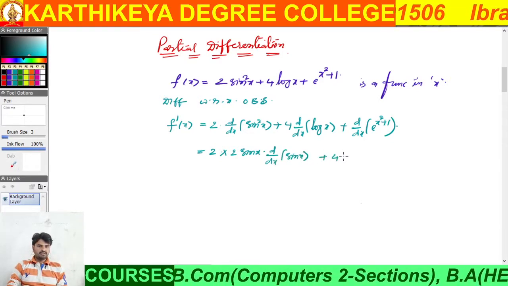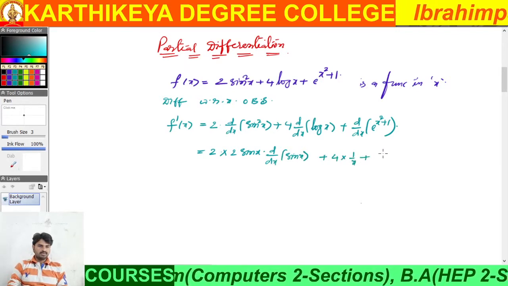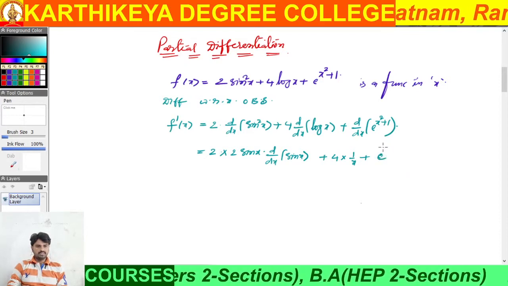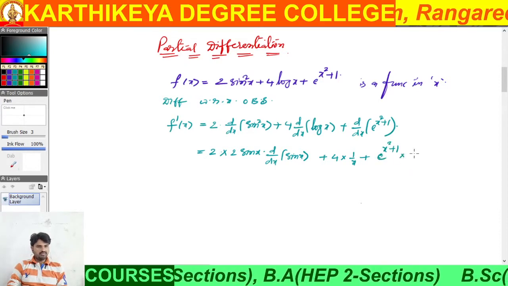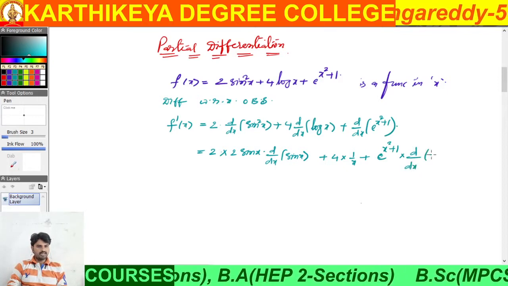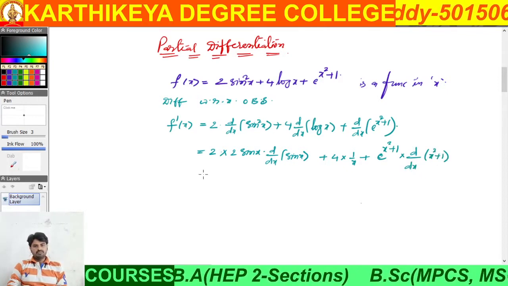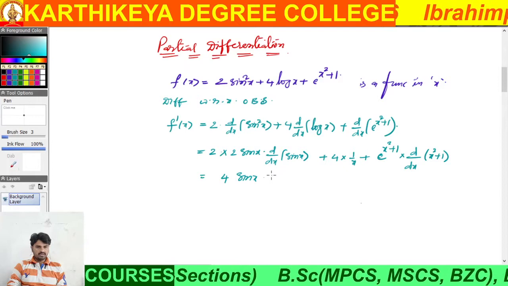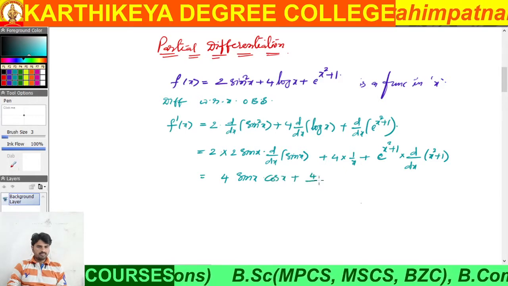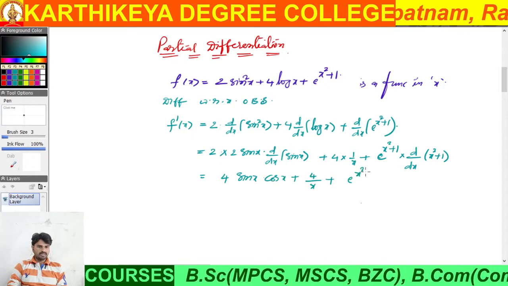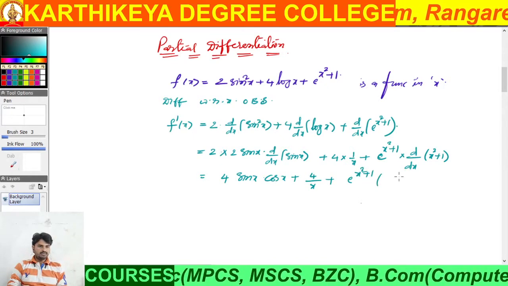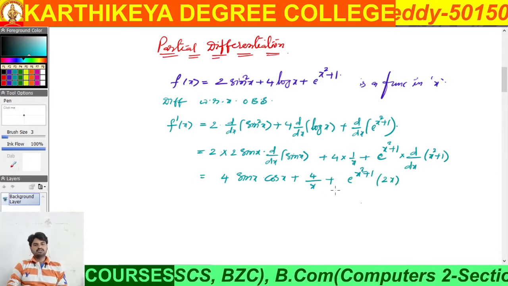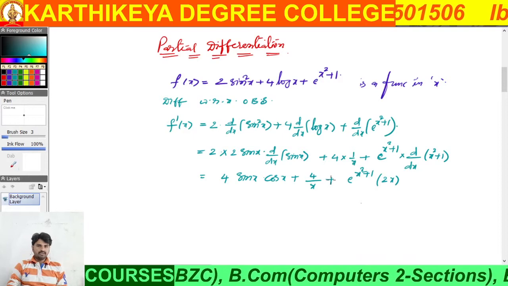After that, 4 into derivative of log x is 1 by x, plus derivative of e to the power of something, which is of the form e power x times derivative of e power x. Again we differentiate what is there in the place of x. If you simplify, 4 sin x into derivative of sin x, which is cos x, plus 4 by x, plus e to the power of x square plus 1 into derivative of x square, which is 2x, and derivative of 1 is 0, constant is 0. This is the general derivative of the function.